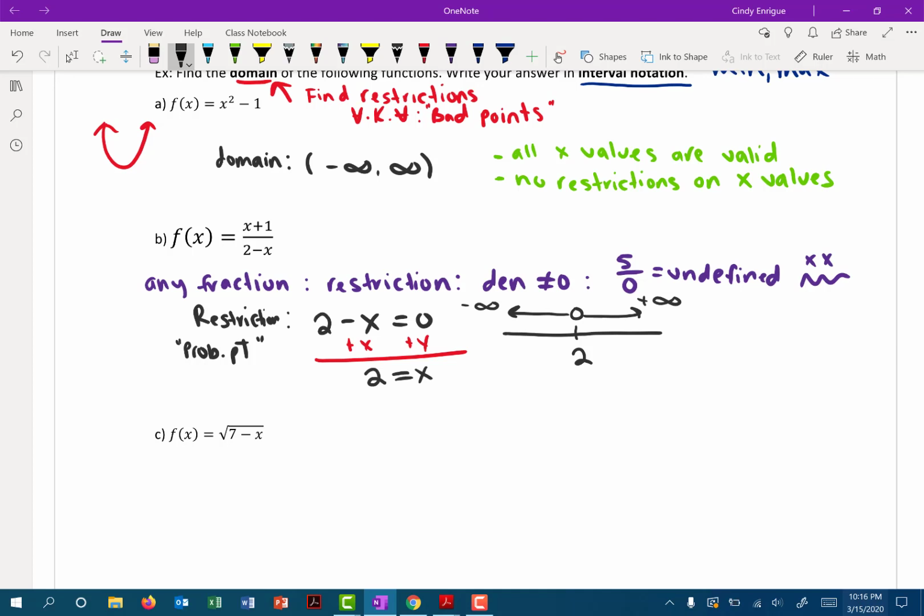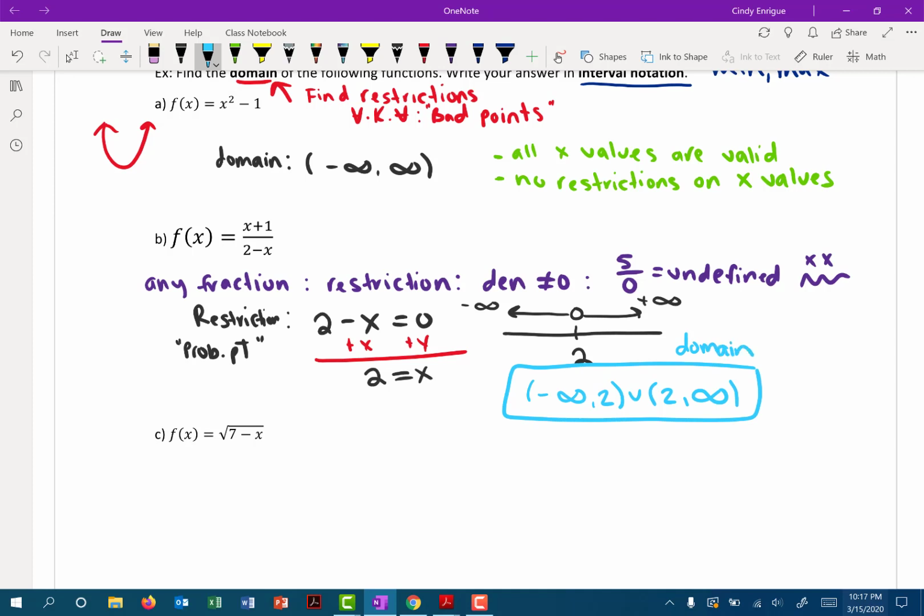So the way we're going to write this answer is going to be in interval notation. So we say that this goes from negative infinity to positive 2, union 2 to positive infinity. And this is going to represent our domain. It tells us that the problem point happens exactly at 2.